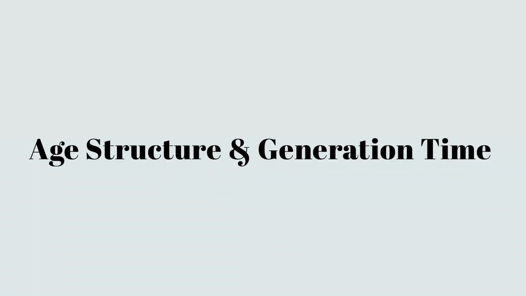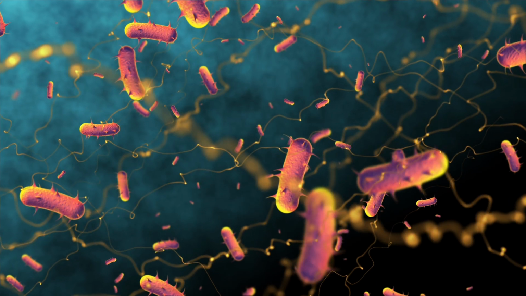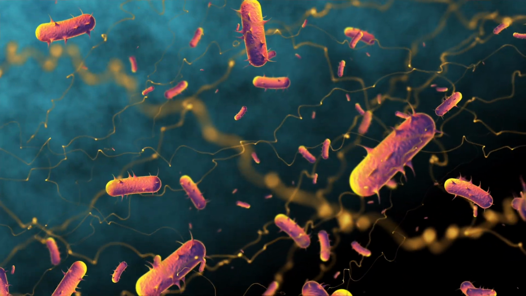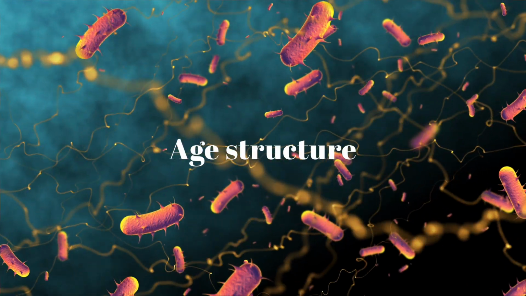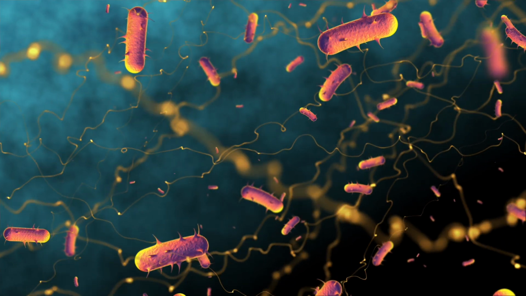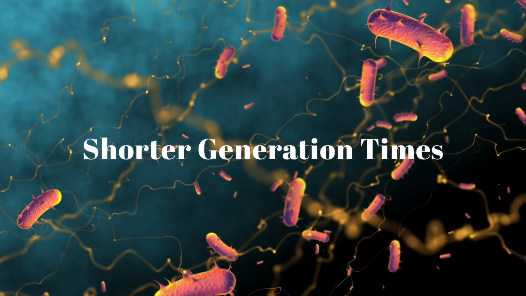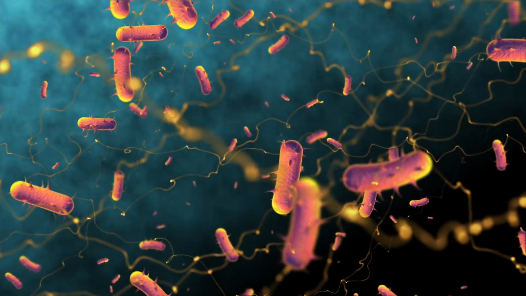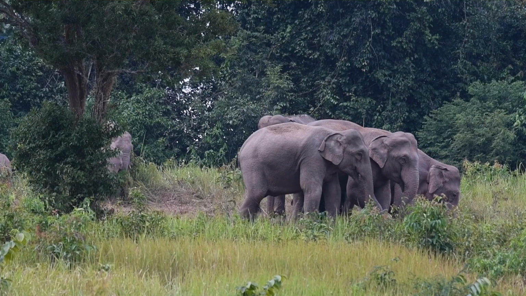Age structure and generation time. Some populations have more young individuals, while others have more old individuals. This age structure influences population growth. Also, species with shorter generation times, like bacteria, can grow faster than those with long generation times, like elephants.